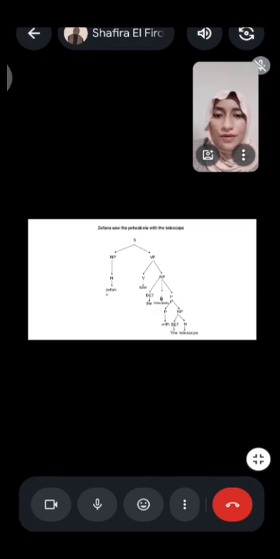Third sentence: Stefano saw the girl with the telescope. There is subject, noun phrase. Noun is Stefano, verb phrase, verb saw, noun phrase. Determiner the, noun girl. Prepositional phrase, preposition with, noun phrase. Determiner is the, noun is telescope.